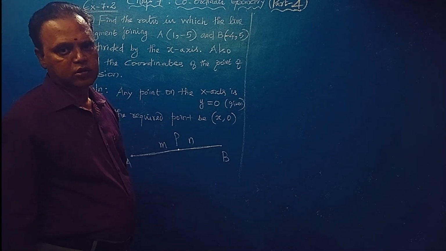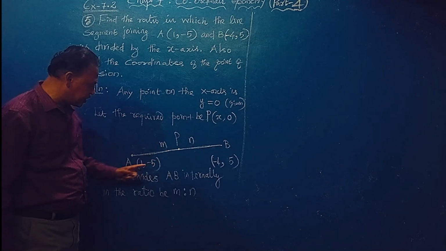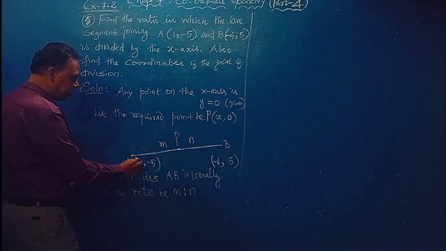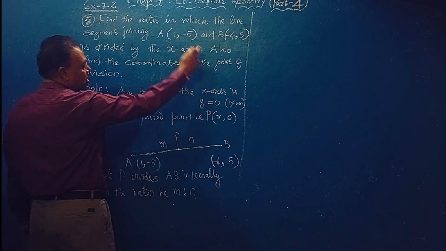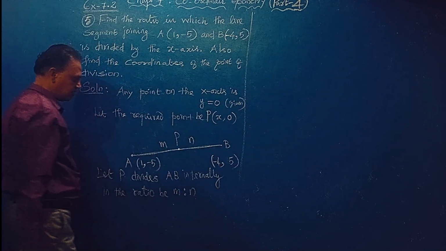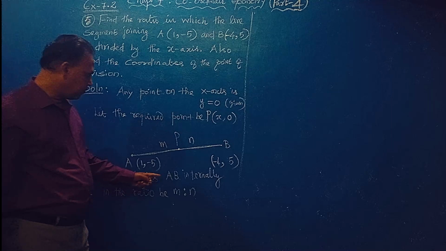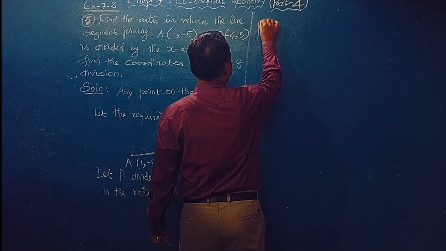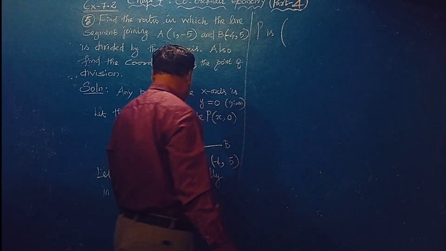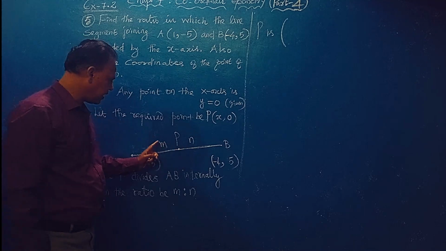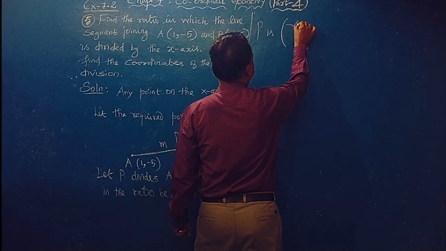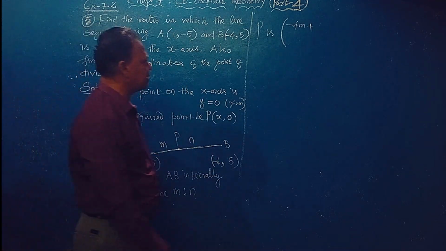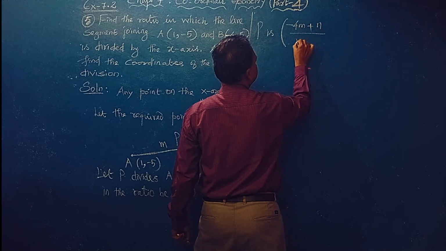In higher classes also you take m is to n. P divides AB internally in the ratio m is to n. So you take A is (1, -5) and B is (-4, 5), given. Now easily we can find out P by using the section formula. So P, just cross multiply, x coordinate is (-4m + n) by (m + n).